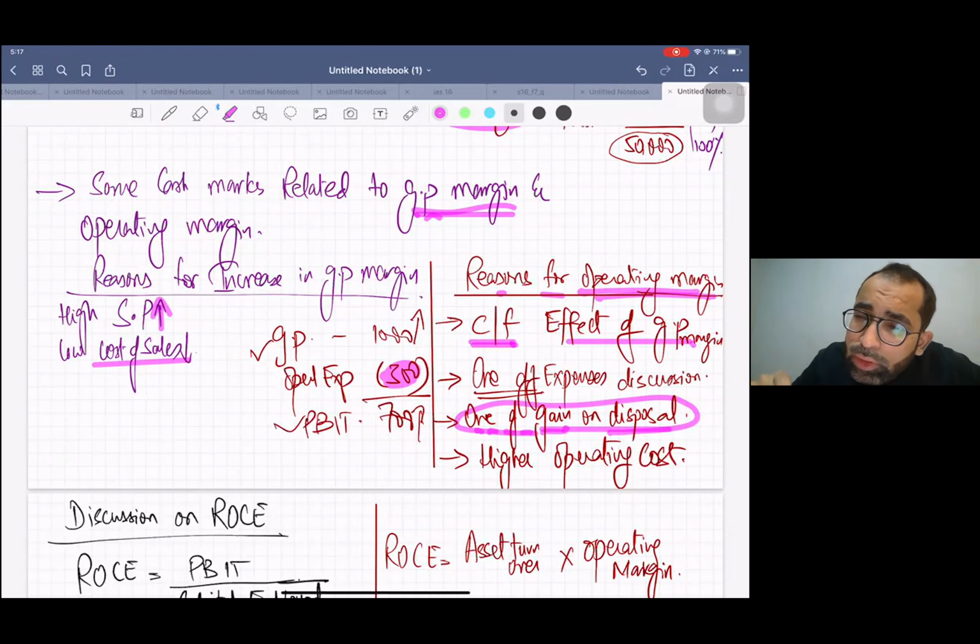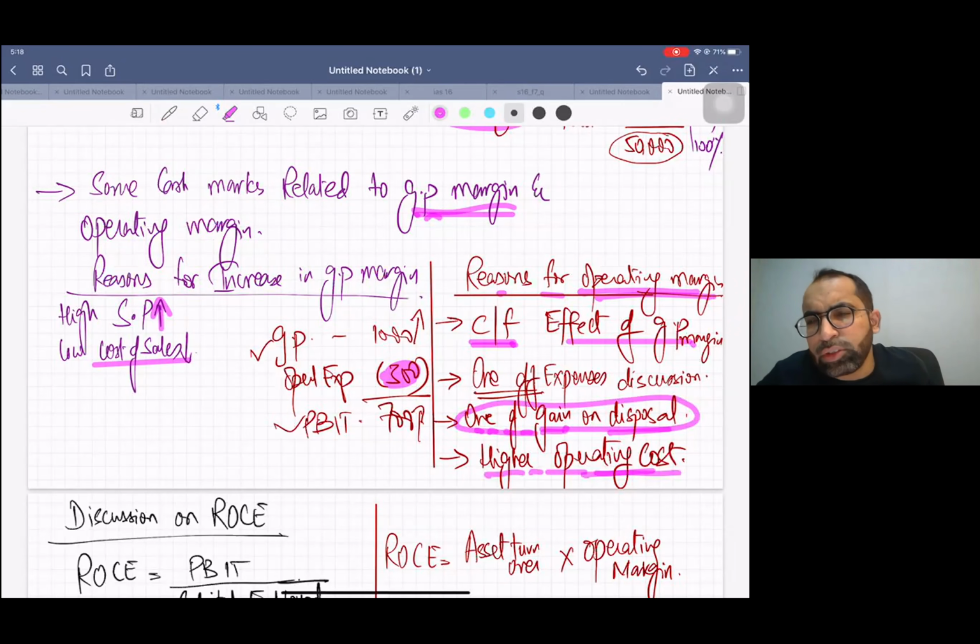So this gain on disposal is a one-off item. After many years it came. It won't repeat next year. It won't reoccur next year. So definitely you need to write that this operating margin is not real, because this operating margin contains a one-off thing. Getting? So these things give you marks. Higher operating cost, yes. Operating margins are lower because your operating costs are not in control, that you can connect.